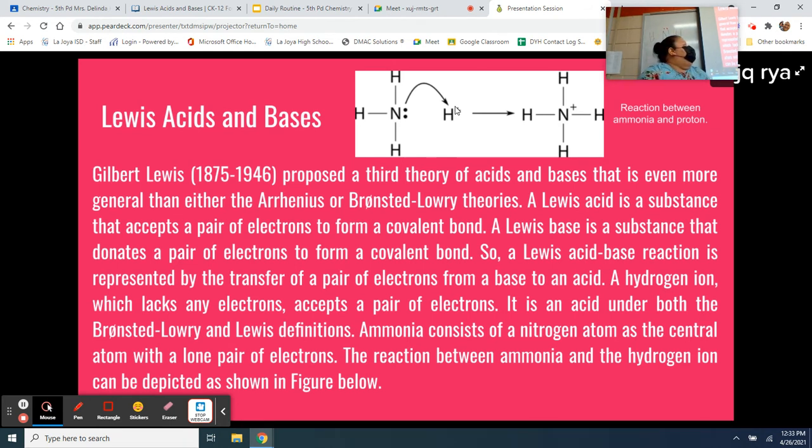Okay, what about a Lewis base? Okay, so the base will offer out the electrons. You have electrons. You are the Lewis base. Me, as hydrogen, I am the Lewis acid because I want your electrons so that we can both be happy. Right now, I'm unhappy. I don't have electrons. You're happy.